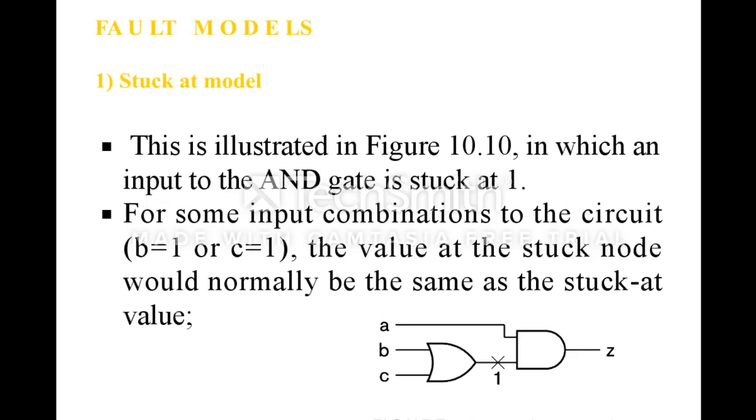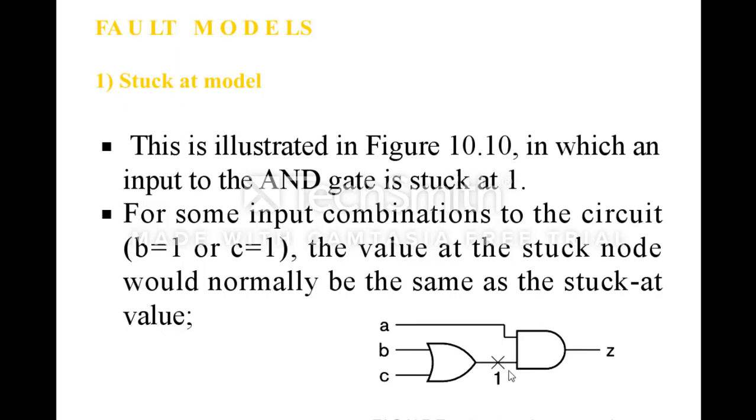Here, the figure shows A, B, C as inputs. B and C form the input for the OR gate, and the output of the OR gate is stuck at 1. Now, irrespective of the A input, the output of the OR gate is 1. So in any case, Z depends on the stuck-at-1 input. Such a circuit we call stuck at 1.